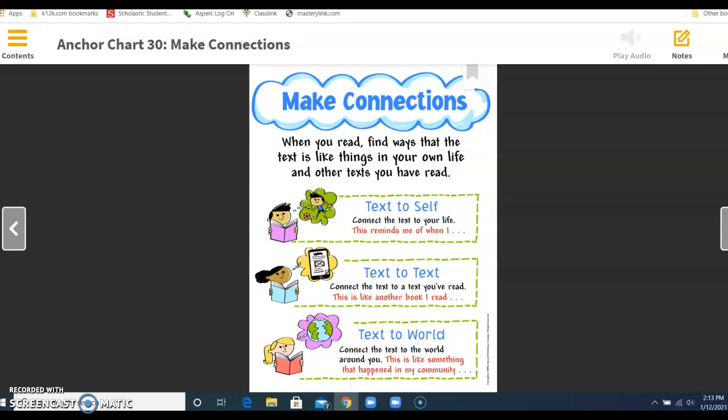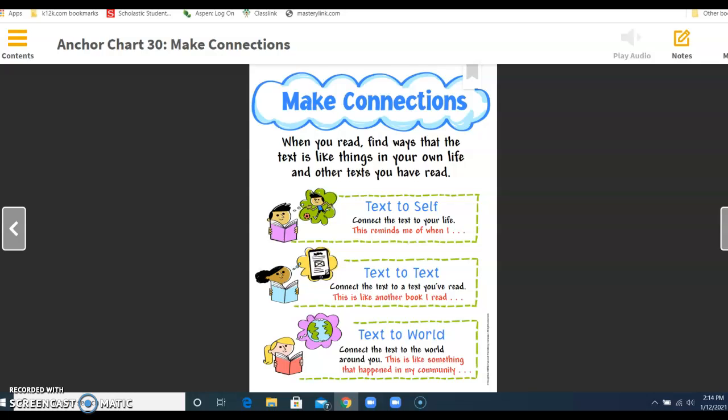Text to text. This is when you connect the text to a text that you've read before. Like, oh, this information is like another book that I read. Many times that happens in the classroom when we're reading stories. We think, oh, I read a book like that last year, or I'm reading a book at home like that right now. Sometimes it doesn't relate to yourself as far as your own life, but it's definitely something you've read before or seen before.